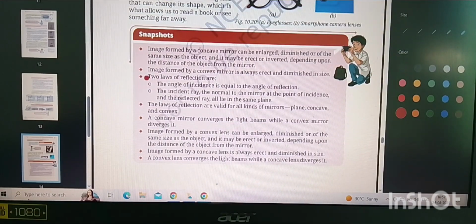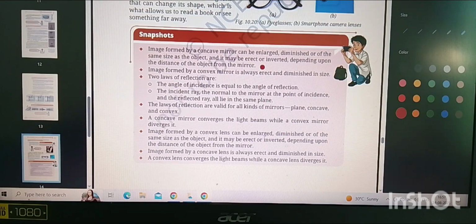So these are the important points we learned. We could do a small revision. That is, image formed by a concave mirror can be enlarged, diminished, or of the same size as the object, and it may be erect or inverted depending upon the distance of the object from the mirror. We know if the image, in case of a concave mirror, is at a shorter distance, the image formed will be enlarged and erect, and as the distance increases, the size also varies.